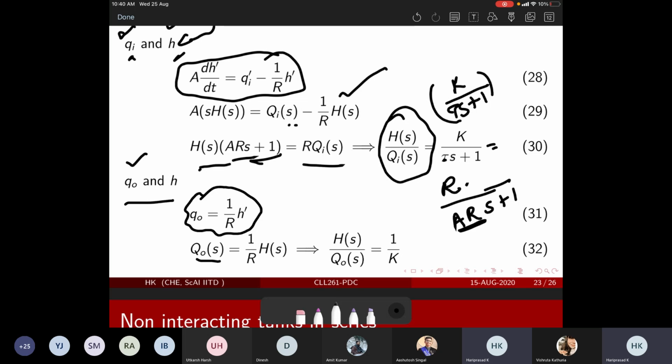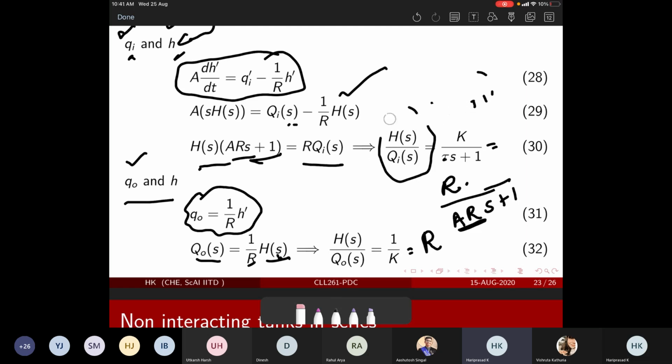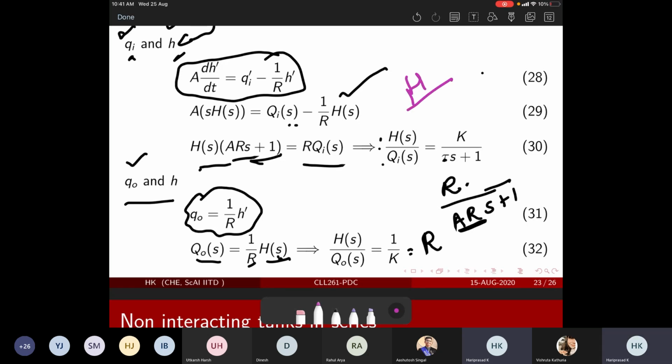Again, taking the Laplace transform, Q naught of s equals H of s, 1 by R stays there. And H of s by Q of s would be R. I have written it as 1 by K. H of s by Q of s is equal to 1 by K, which is equal to R. So then here should be 1 by R. Give me a minute. Let's check this, or there is some typo that I have made. Let's calculate H by Q. It would be R times (AR s plus 1). Fine.